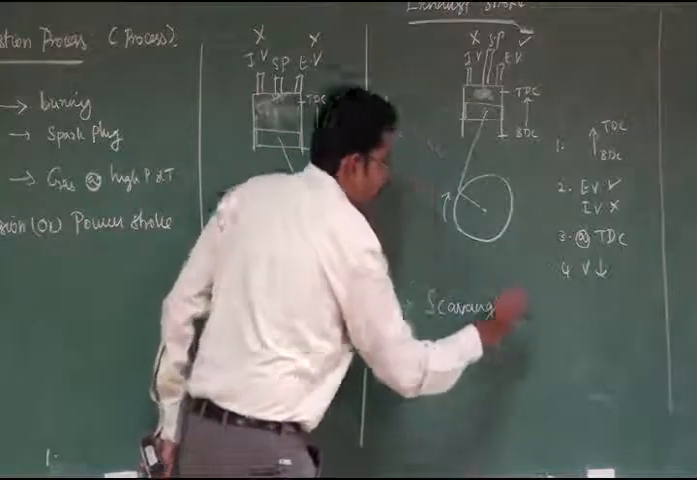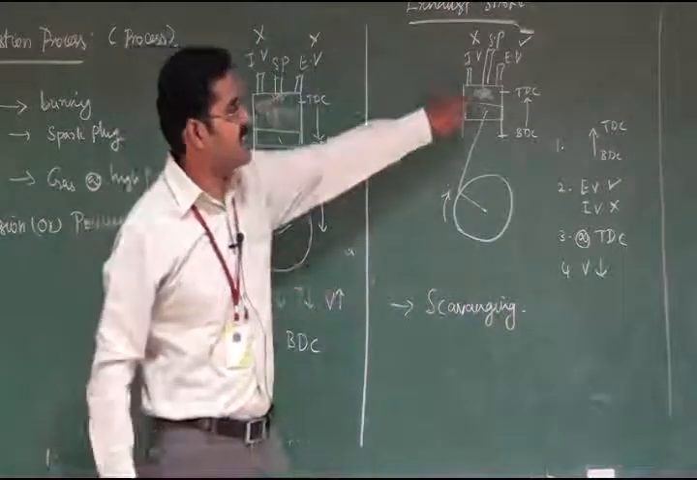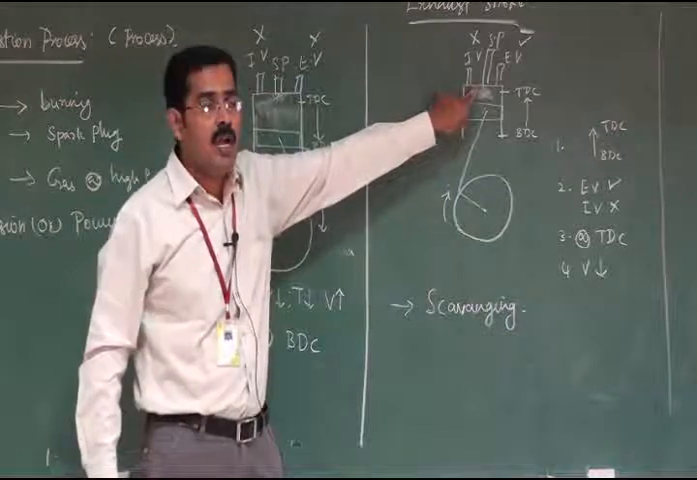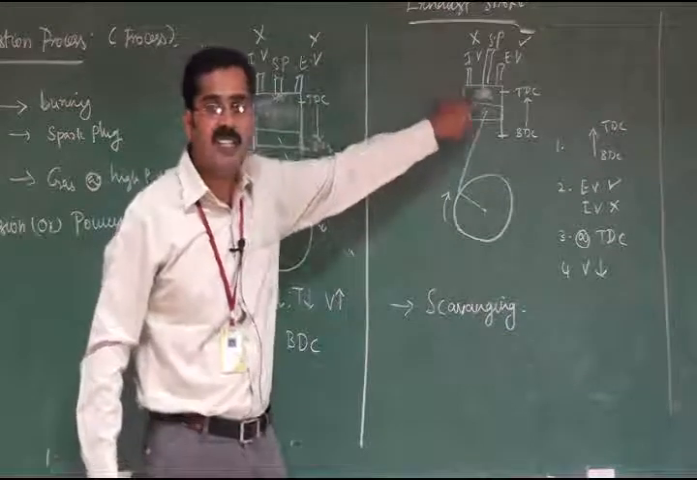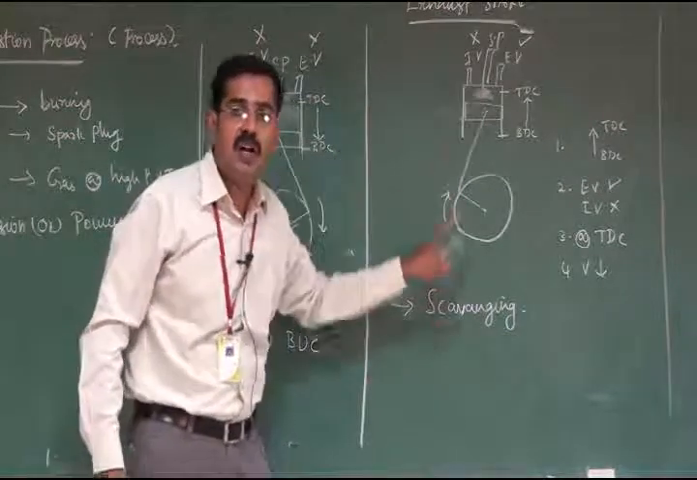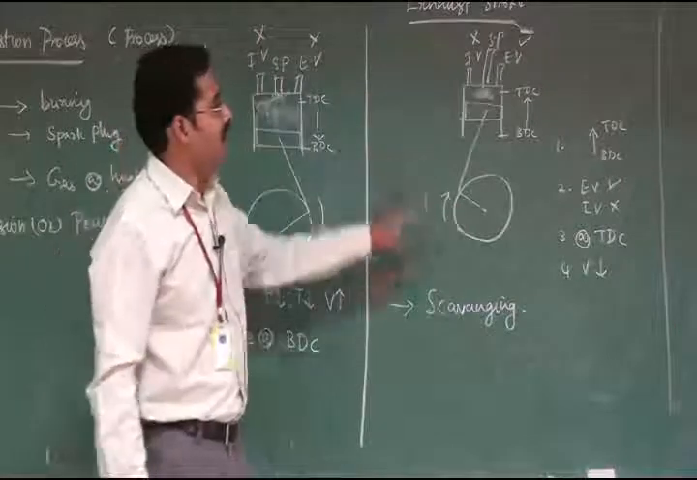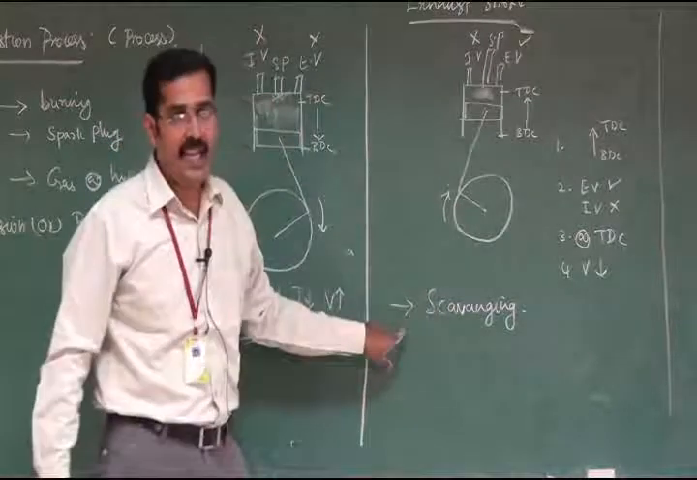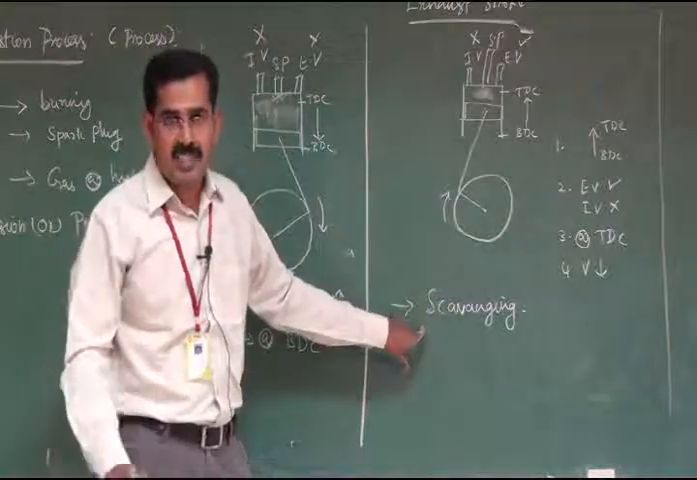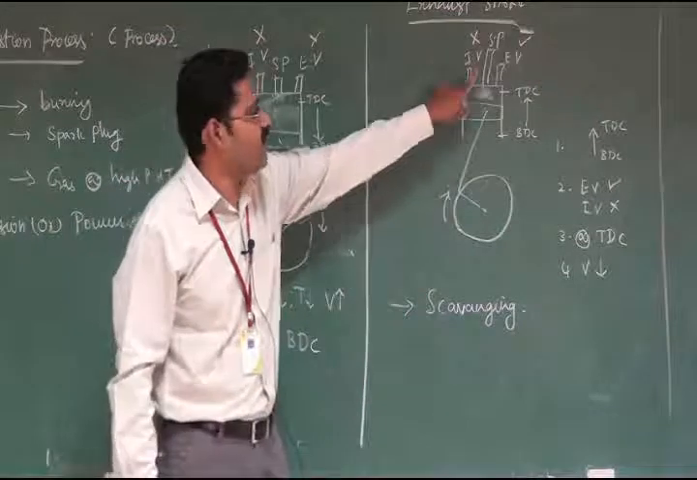That is the replacement of the exhaust gases present in the clearance volume by means of air-fuel mixture which is admitted into the cylinder. That is called the scavenging process. It only happens in SI engines, that is, spark ignition engines, where we use a spark plug.